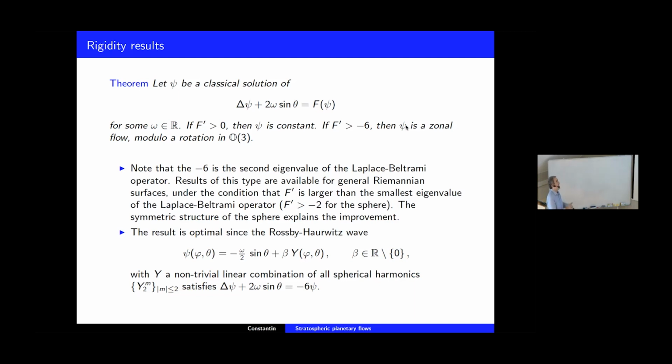Here it's -6 because the way to prove this is you play around with inequalities, so you multiply with psi, you integrate, you derive some inequalities, and then something has to be 0. And the invariance you fix. So it's just playing around, but this is the result, and it is optimal because at -6 we have a Rossby-Haurwitz wave that shows that you cannot do better. Okay? So this is a rigidity result. I don't present the proof because it's just clever multiplications with something and integration by parts.